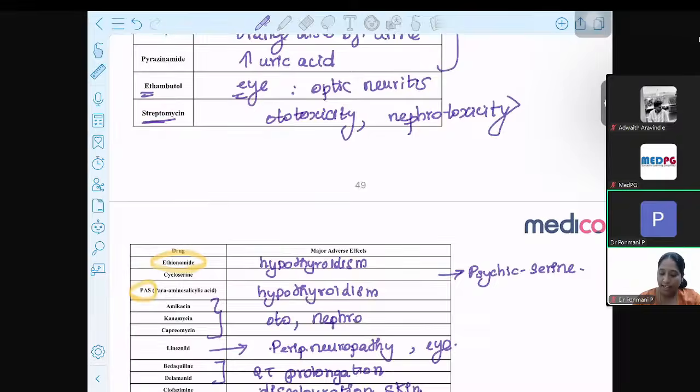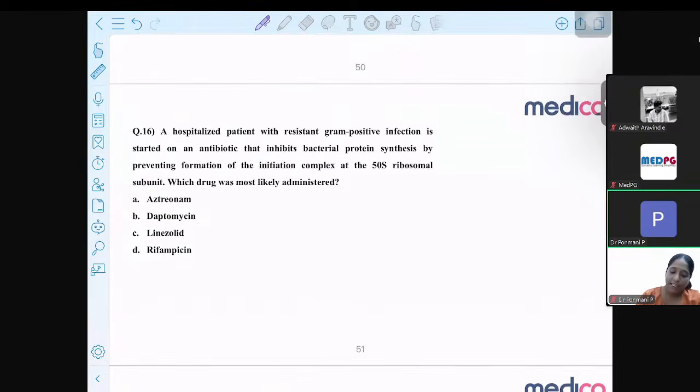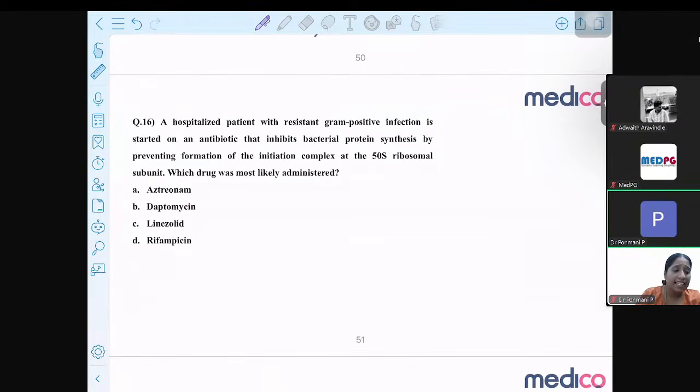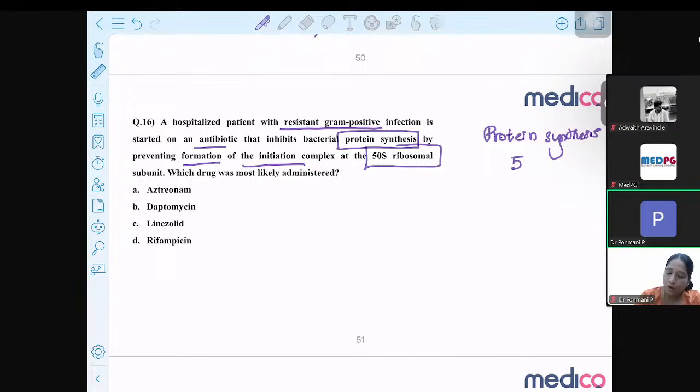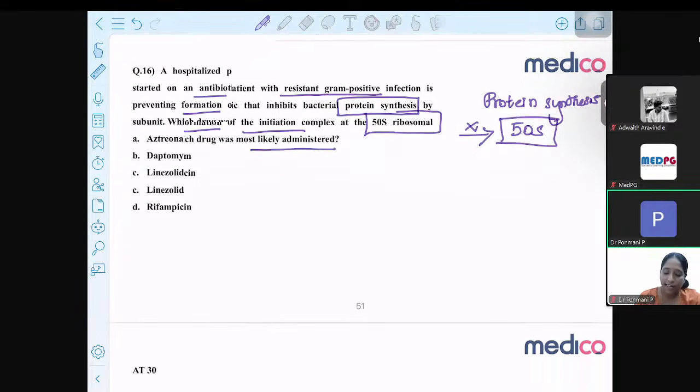And now coming to the next question. A hospitalized patient with a resistant gram-positive infection is started on an antibiotic that inhibits protein synthesis. Protein synthesis in the bacteria is being inhibited, by preventing formation of the initiation complex at the 50S ribosome. So it is acting on the 50S subunit. Which drug is most likely to be administered?